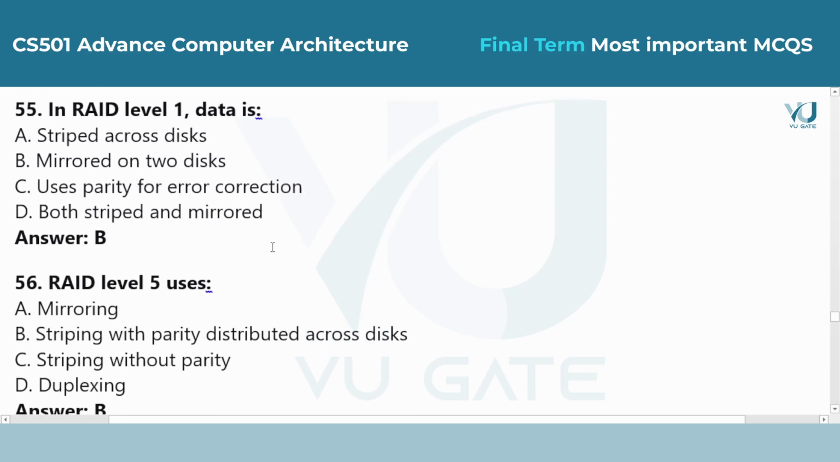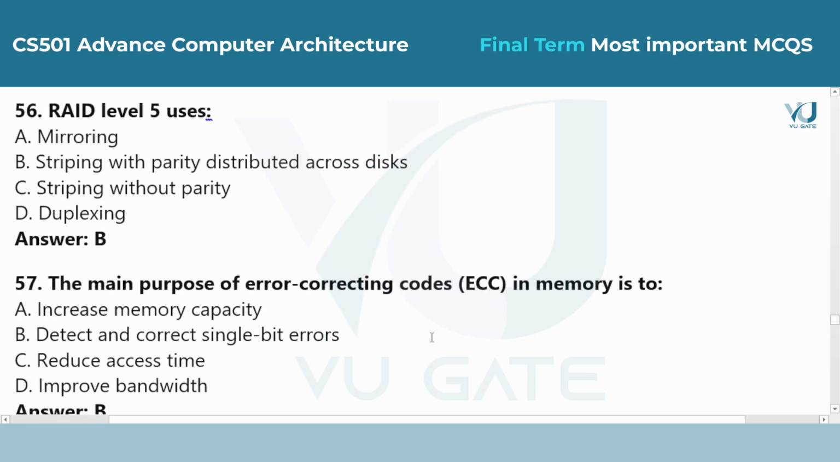55. Question: in RAID level 1, data is? Answer: B. mirrored on 2 disks. Concept: this provides 100% redundancy. If one disk fails, the other has an exact copy.